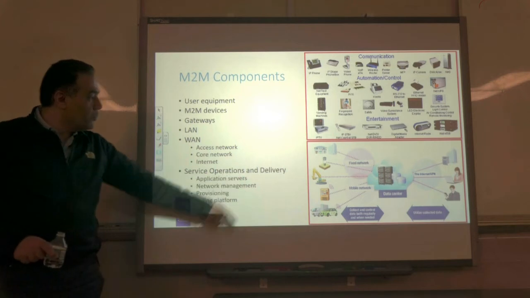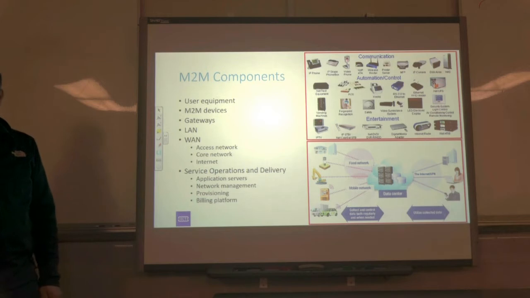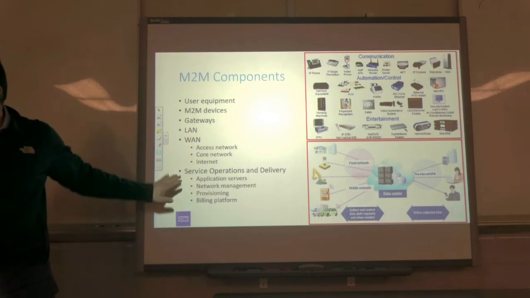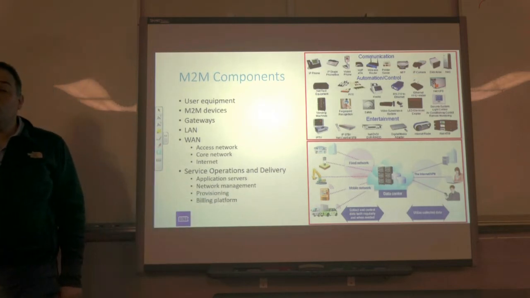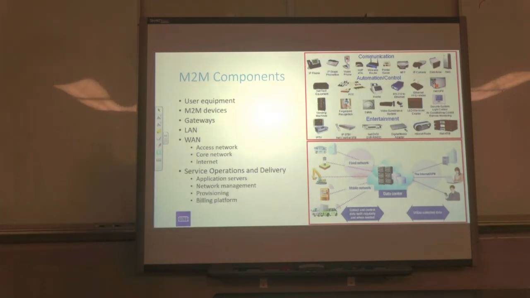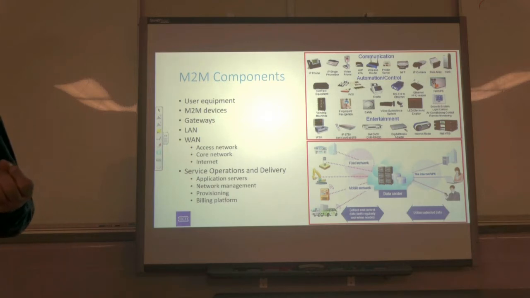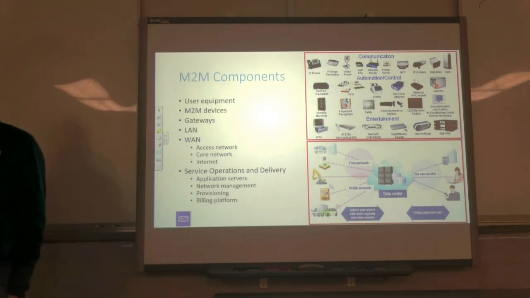Right? Service operations and delivery, so application servers. Where is the data going to go? To the cloud. From the cloud, we're going to process. Who's going to do the processing? Application servers. Then network management. How do you manage all these billions of devices going onto the network? How are you going to manage all this amount of data? How are you going to do quality of service, priority of data, priority of applications? That's called management.